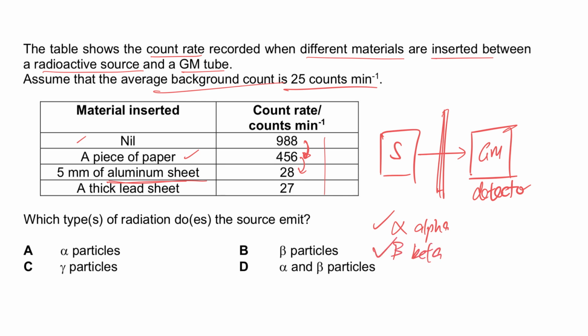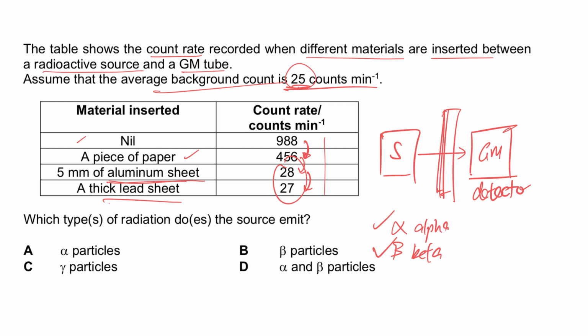All right, so the next one is, what if you put a thick lead sheet or a few meters of concrete? You know that this is enough to block gamma rays. Some students may think that 28 to 27 is a decrease, so should I consider there's a presence of gamma? The answer is no, because for 28, 27, or even the 25 here, you should know that radioactive decay is a random and spontaneous process. So it actually fluctuates even for the background radiation.